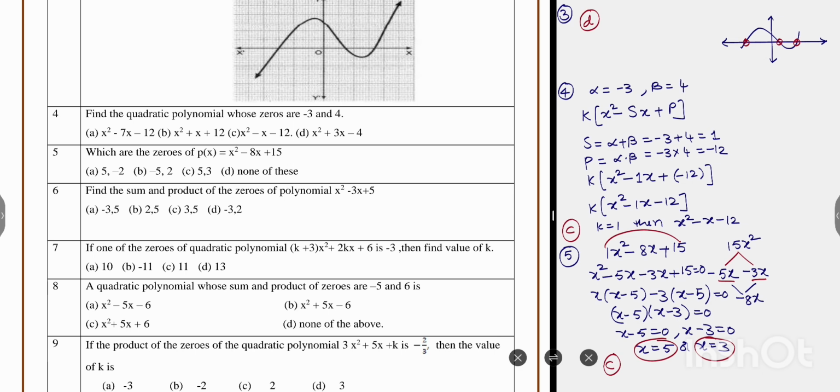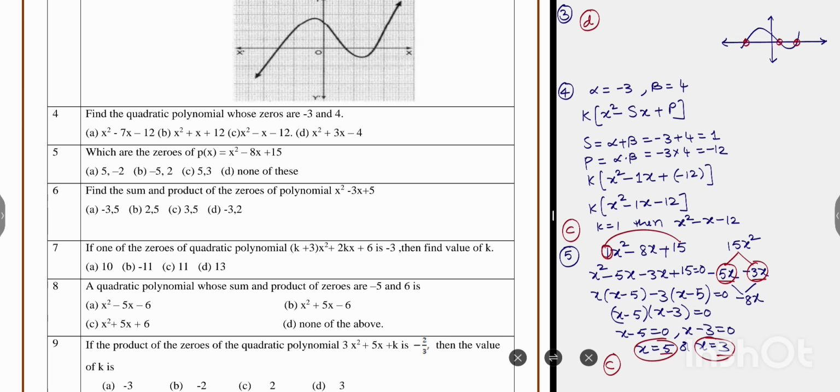So what is another method? Whenever the coefficient of x square is 1, just find the factors of 15, minus 5x and minus 3x. When the factors are minus 5 and minus 3, your zeros will be plus 5 and plus 3. Like this, quickly, you can have an idea. This will be possible only when the x square coefficient is 1.